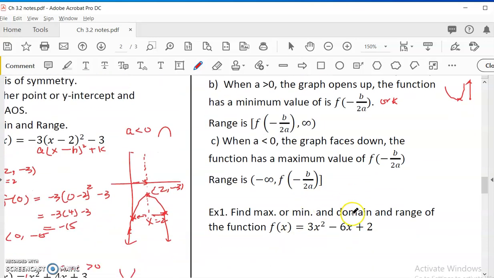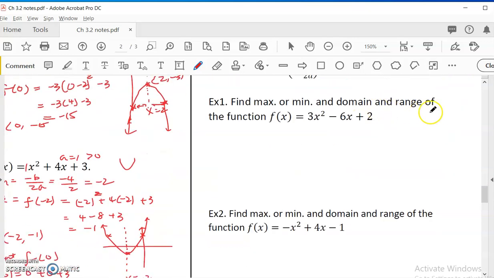If a is a negative number, then the parabola faces down, so you have a maximum value. Because it's a maximum value, the range would be from negative infinity all the way to this highest point, the maximum, which is f of -b over 2a, or k. Okay, so this is how you find the domain and range of a function if it is written in general form or vertex form.